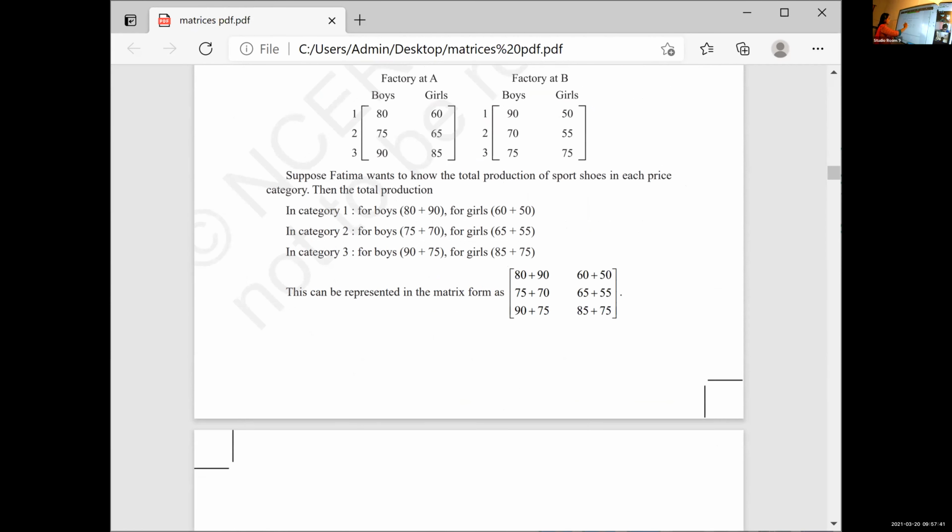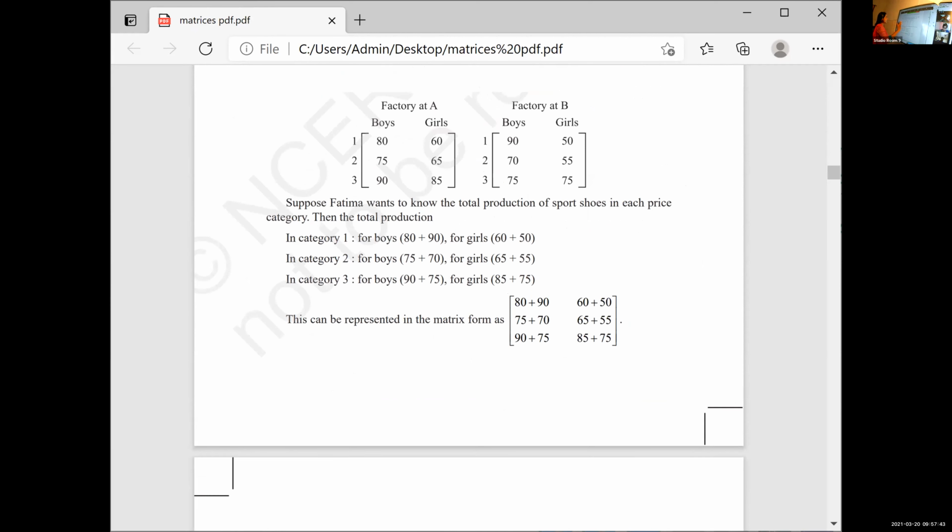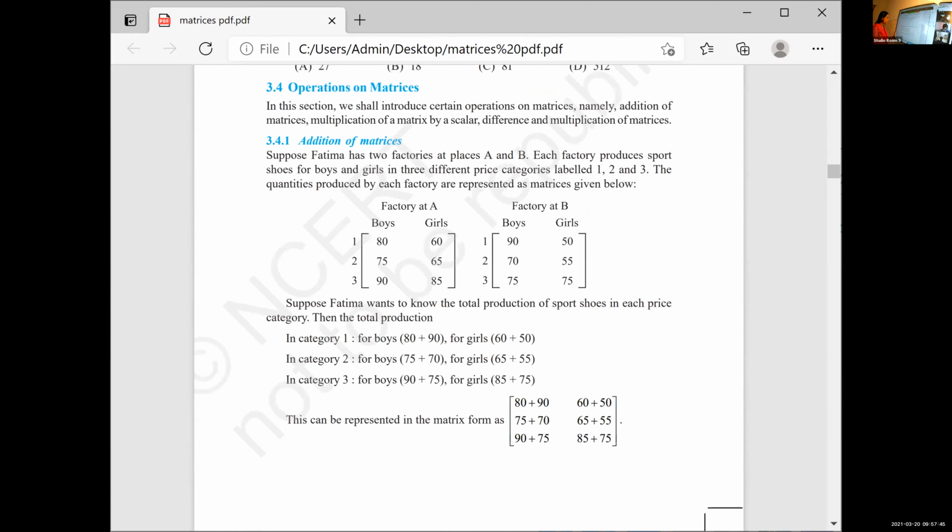Addition of two matrices. Okay, some examples are given, children. Look at here. These examples you can expect for case study questions. What are the case study questions? We had some examples in your model exam, final exam. Some situation will be given. In that situation, you have to apply. So these examples we should go through. It will be asked for case study.